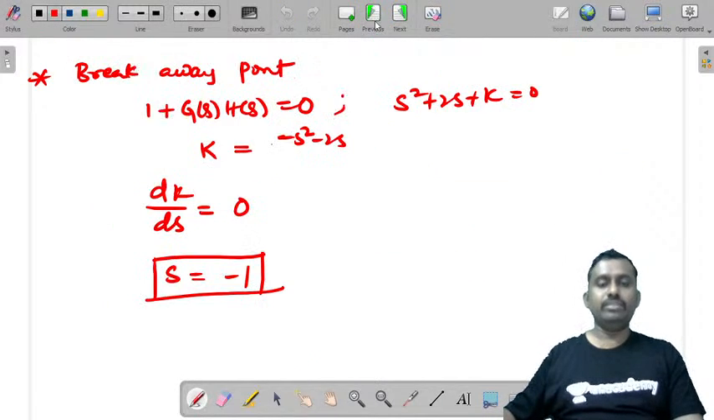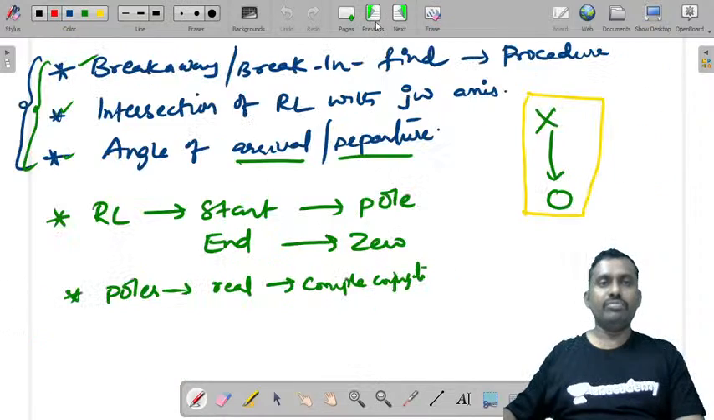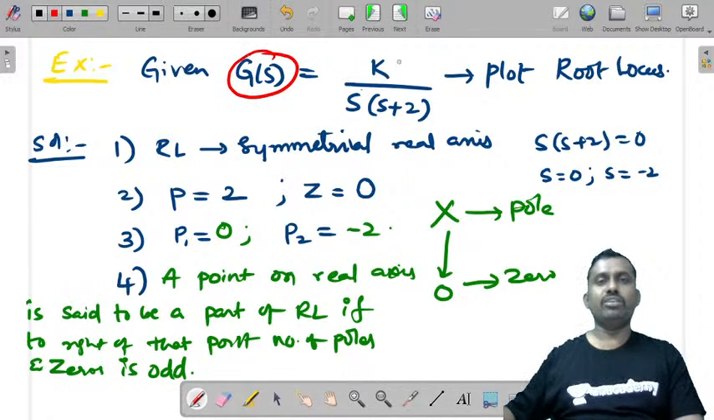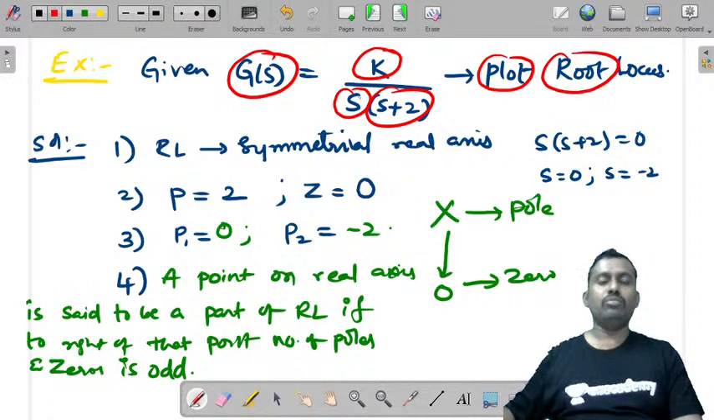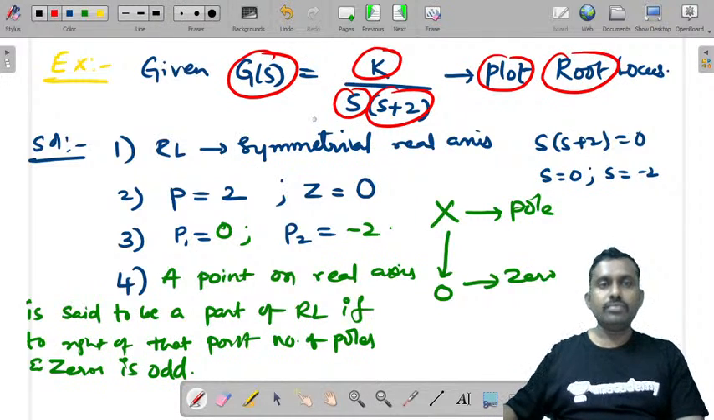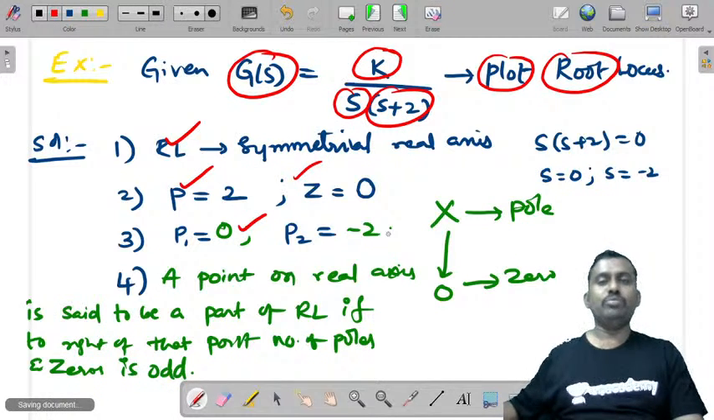So what have we done? Let me do a quick review. We are given a question G(s) equal to K by s into (s plus 2) and asked to plot the root locus. We have taken the root locus as always symmetrical about the real axis, and we have found the number of poles and zeros and the location of poles and zeros.